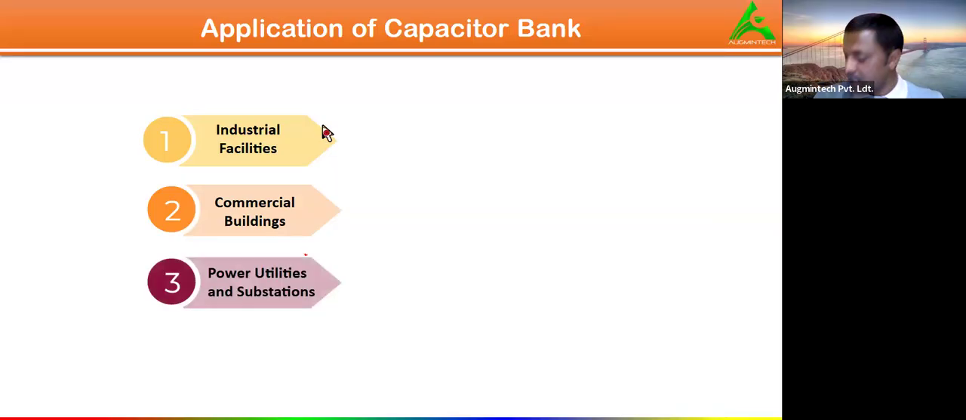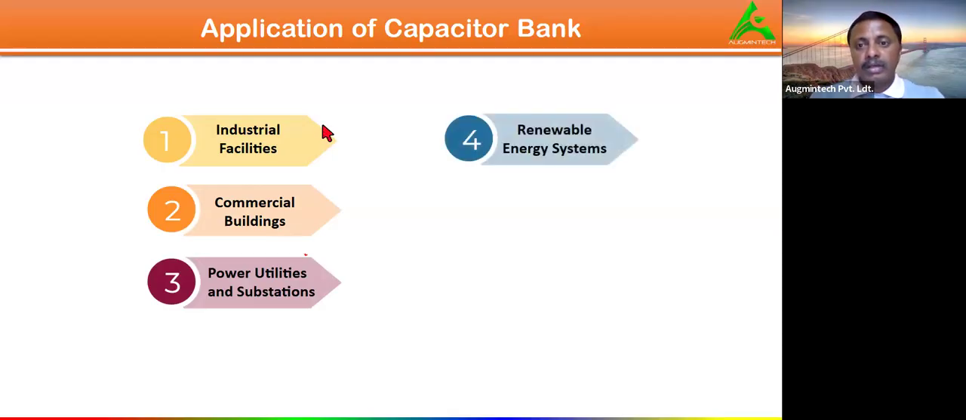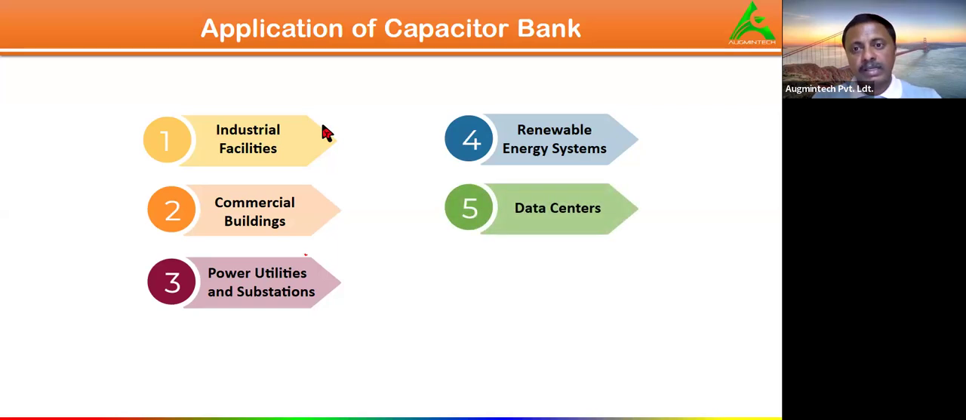And in case of power utilities and substations, we also need them, very important. And in renewable energy systems like solar, wind power, hydropower, etc. And data centers also. In data centers, rather than a capacitor bank, we have another thing called active harmonic filters, I told you once. In some projects, like one of our projects, rather than installing capacitor banks, we installed a thing called AHF.